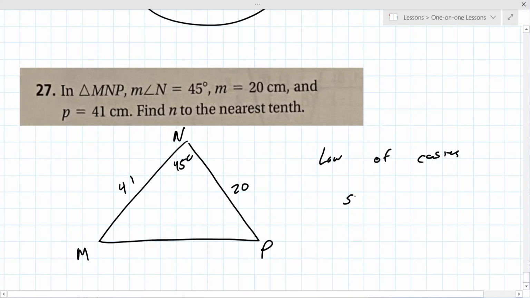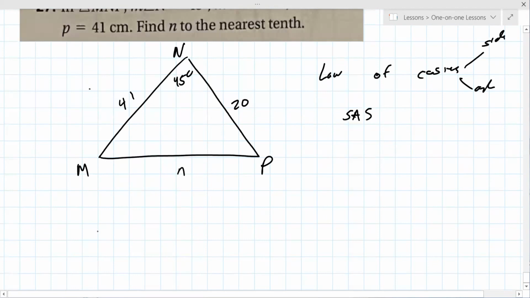And how do I know that? It's a law of cosines because it's side, angle, side. Law of cosines can be used to either find a side or an angle. In this case, we're going to be finding this side over here, this little n.